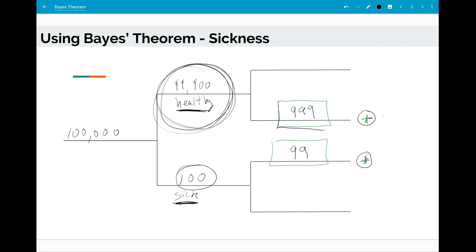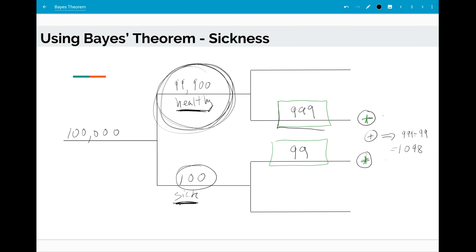So if we actually do the numbers quickly, we can ask, okay, how many total people tested positive? For all the people who tested positive, that turns out to be 999 plus 99. Those are the total number of people who tested positive for the test. And that ends up being about 1,098 people total. Okay. That's the total number of people who tested positive.